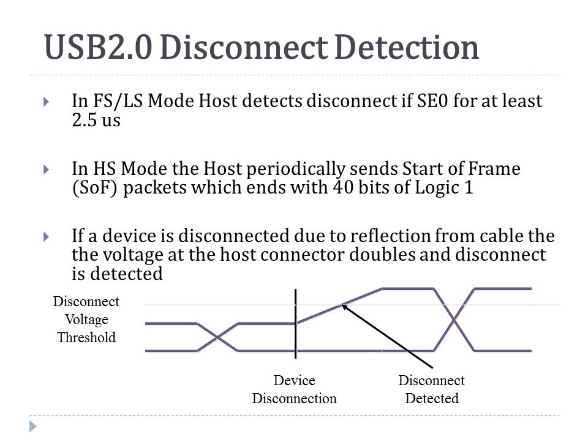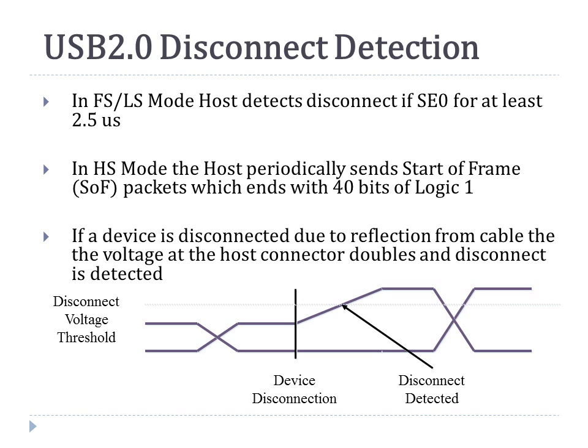Again, to support the on-the-fly plug-and-play feature, the USB host must also be able to identify when a device gets disconnected. So in full speed and low speed mode, the bus is in the J state. That is, the D plus is high in full speed and D minus is high in low speed. So if the host detects an SE0, that is, both D plus and D minus are 0 for 2.5 microseconds, it infers that a disconnect event has happened.